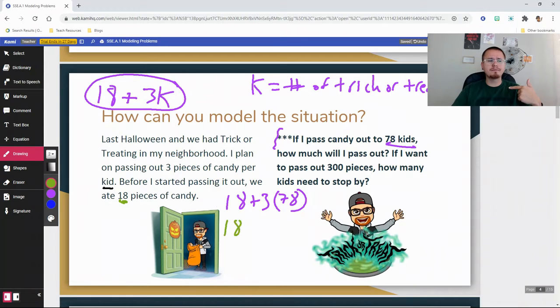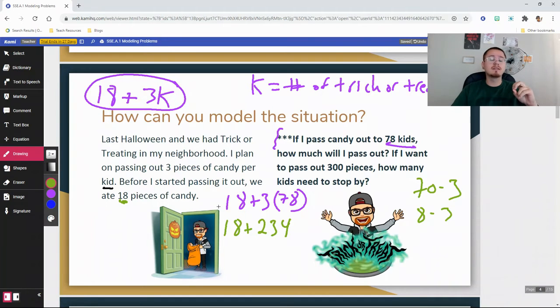So for me, I'm going to bring down the 18. I like to multiply, I really do. So I'm going to break this up. The way I do it is I do 70 times 3 and 8 times 3, and then add them together. That's what my brain does, at least. So 70 times 3 is 210. 3 times 8 is 24, so that's 234.